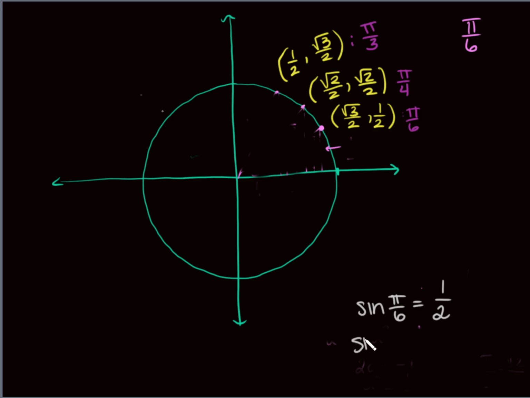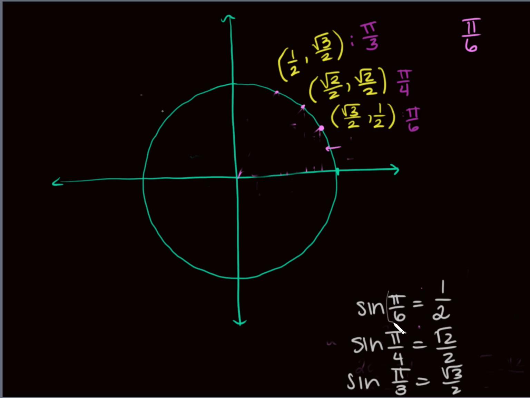And then what would the sine of pi over 4 be? Well, what's the y-coordinate corresponding to pi over 4? Root 2 over 2. And then the sine of pi over 3, if you look at the y-coordinate, that's root 3 over 2. And if these are real numbers now, that's what we really want to stress. But I also want you to realize that if you think of them as angles, it can be kind of the same thing.